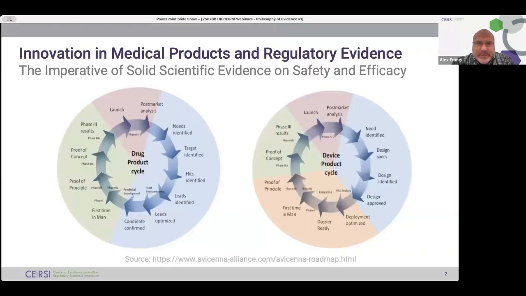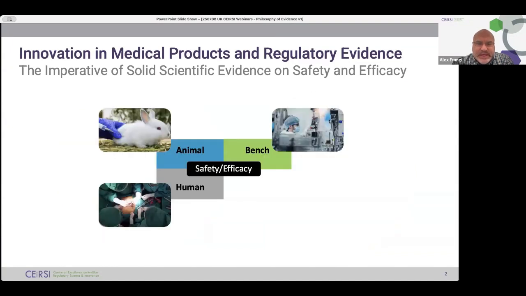So in the development of medical products, whether these are drugs or devices, there are traditionally 3 sources of evidence, scientific evidence, that we use to answer questions about the safety and efficacy of medical products. And this is through bench, animal experiments, and human testing or human trials.